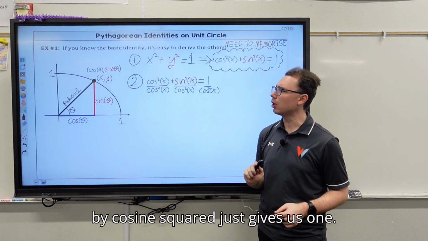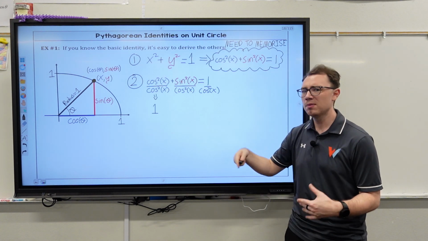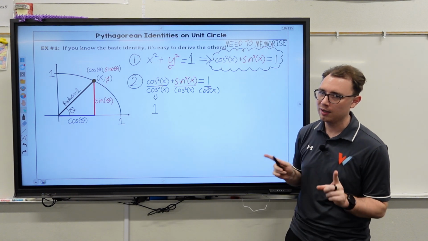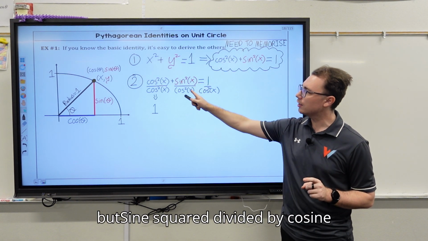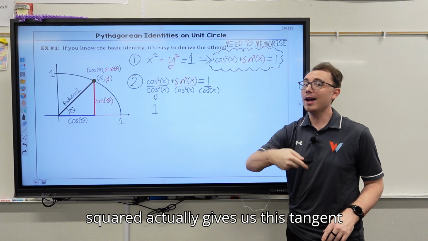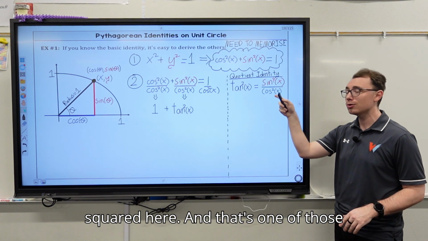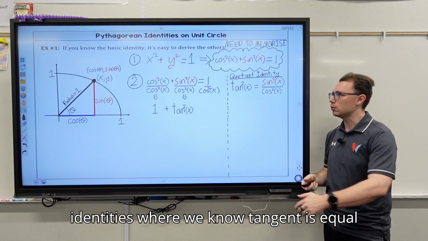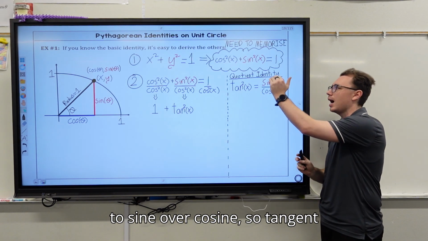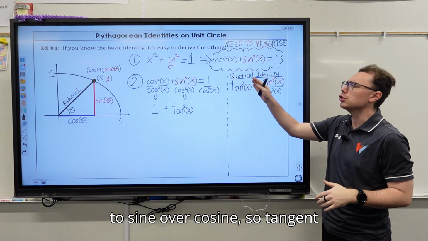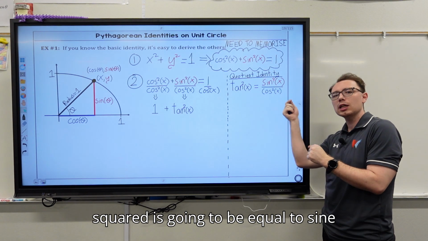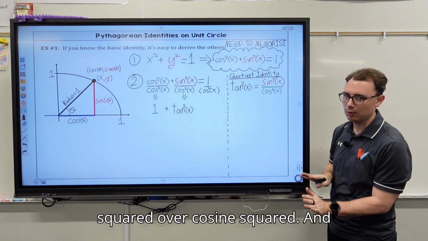Cosine squared divided by cosine squared just gives us 1. Anything divided by itself is just 1. But sine squared divided by cosine squared actually gives us tangent squared here. And that's one of those identities where we know tangent is equal to sine over cosine. So tangent squared is going to be equal to sine squared over cosine squared.